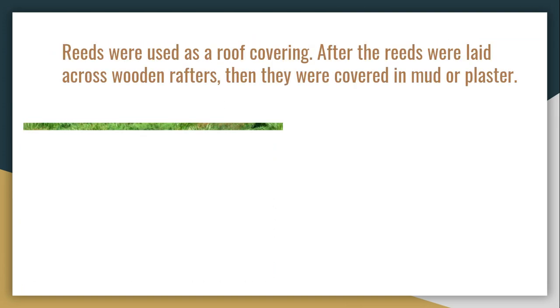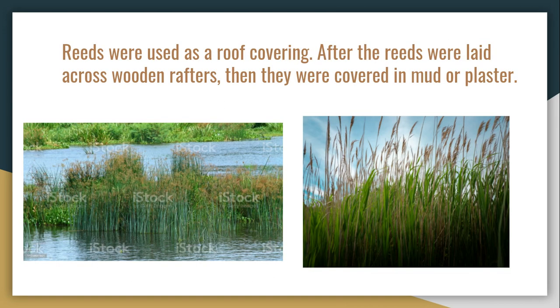Another common building material was reeds. Reeds are tall, thick grasses found in the swamps or wetlands. Reeds were laid across the roof joists of some houses to create a foundation for plaster or mud coverings. Now, the picture with the iStock wording is actually reeds in the Nile River.